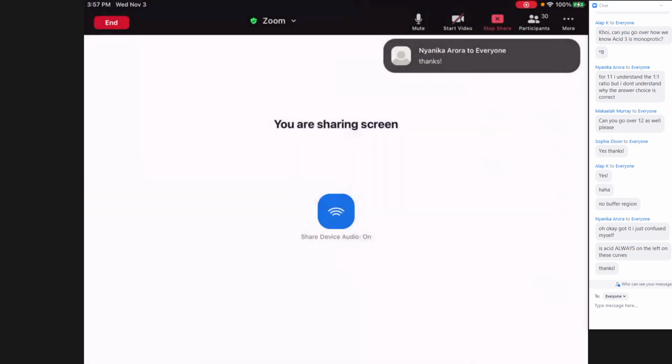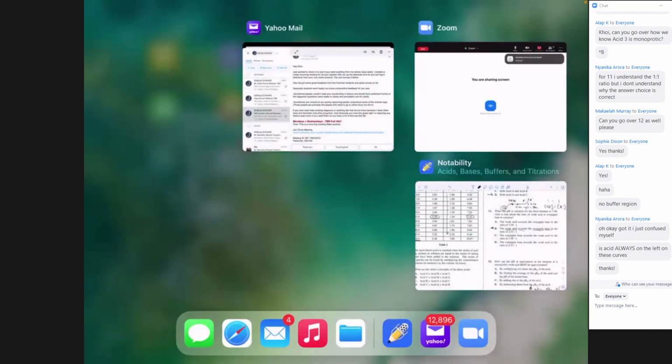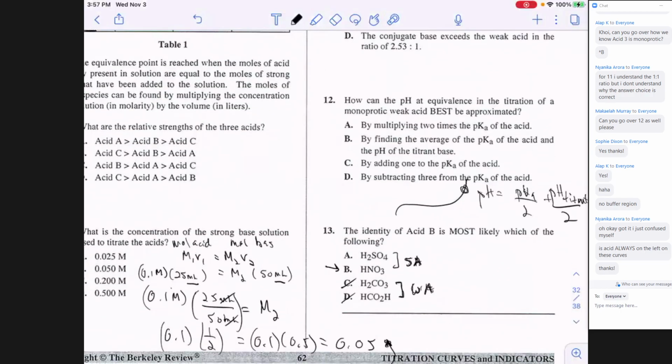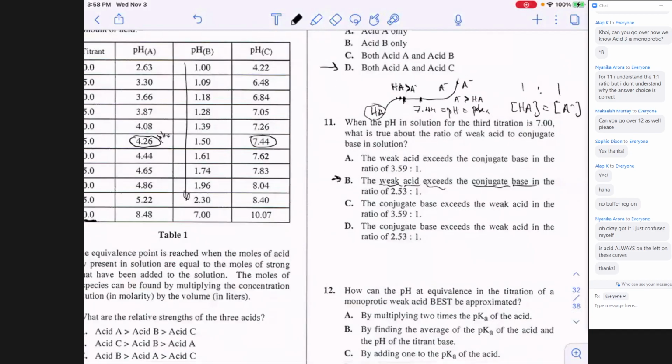Cool. All right, so let's go on to 12. Again, how can the pH at the equivalence point in the titration of the monoprotic weak acid best be approximated? Ideally, you can just use the weak base equation. But using the numbers that we had, because we know the pKa of each of these weak acids, I circled it. This is the pKa for acid A, and this is the pKa for acid C.